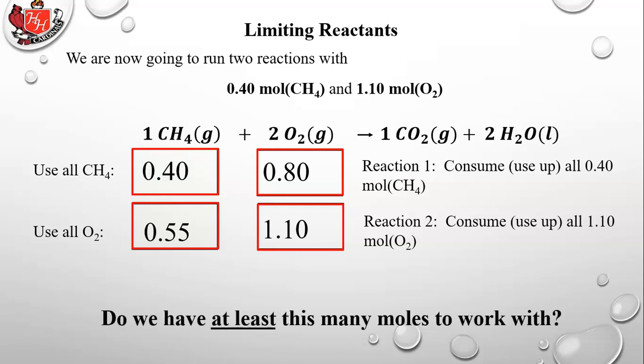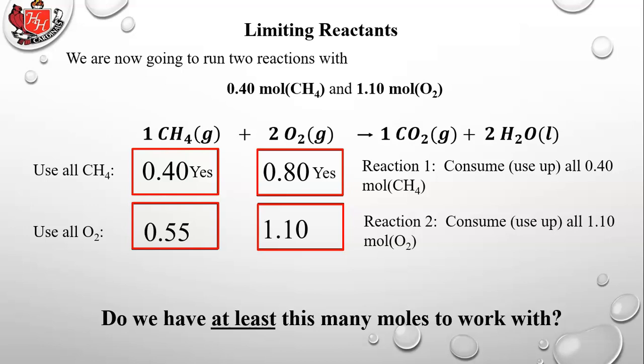So now we have to ask ourselves the question, do we have at least this many moles to work with for each of those 4 boxes? So the phrase at least as many or at least this many means that many or more. Do we have that many or more moles to work with? So let's go around. 0.40. Do we have at least 0.40 moles of CH4? Yes, we have exactly 0.40 moles of CH4. Look up above, that's what we're given. How about 0.80 moles of O2? The answer is yes. Look up above. We have 1.1 moles of O2. So yes, we have at least that much. We have 0.80 moles or more.